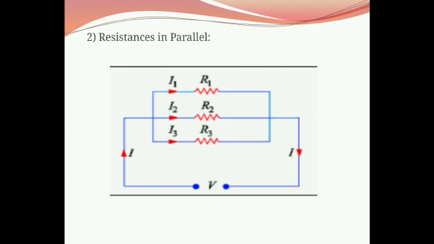Then what is the effective resistance when resistances are connected in parallel combination? For that, see the circuit diagram. Here three resistances R1, R2 and R3 are taken and they are connected in parallel combination across the battery. Here it is observed that when resistances are connected in parallel combination, the total voltage across the combination remains constant, but the total current is divided across each resistance.